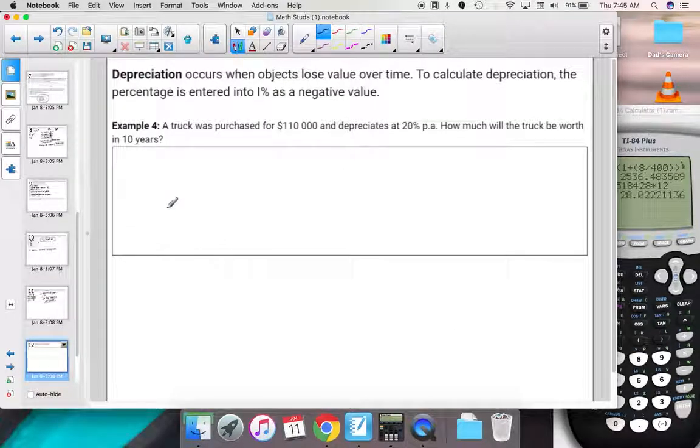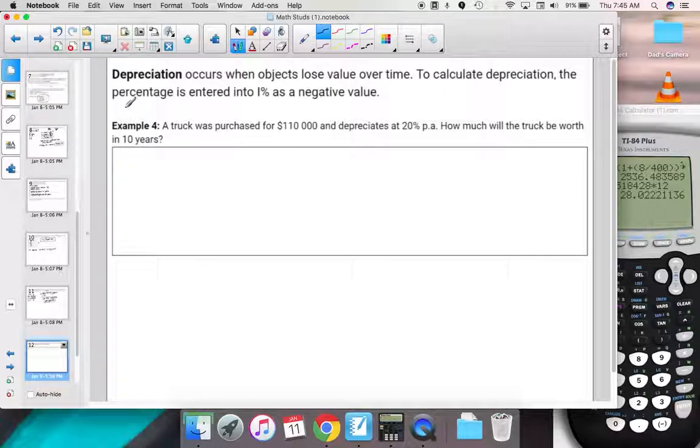One last example of depreciation. So depreciation occurs when objects lose value over time. So you've probably heard the saying that when you buy a new car, the moment you drive it off the lot, it loses 10 or 15% of its value. So that's depreciation, that loss of value. And everything that you buy, except for maybe Beanie Babies, depreciates in value over time.